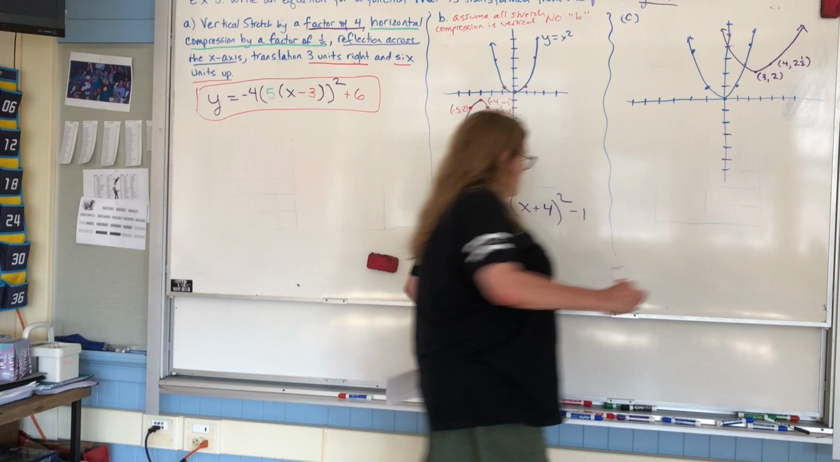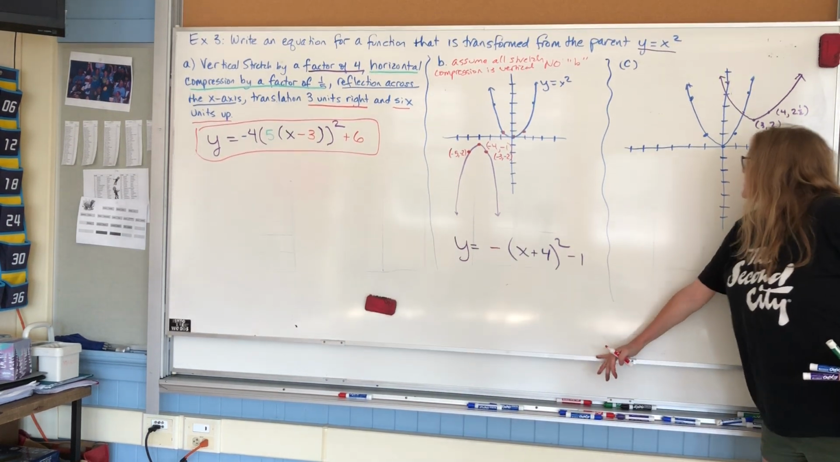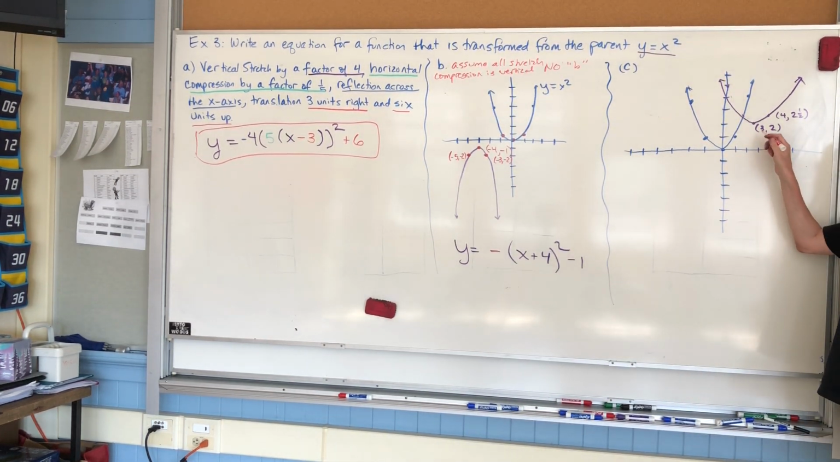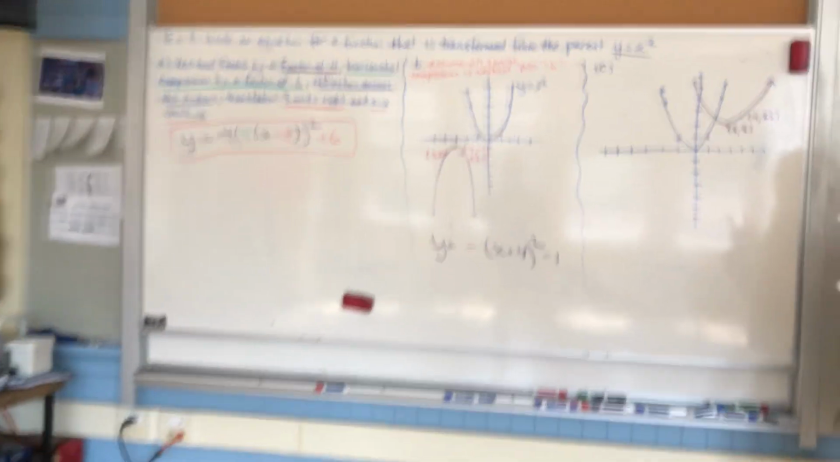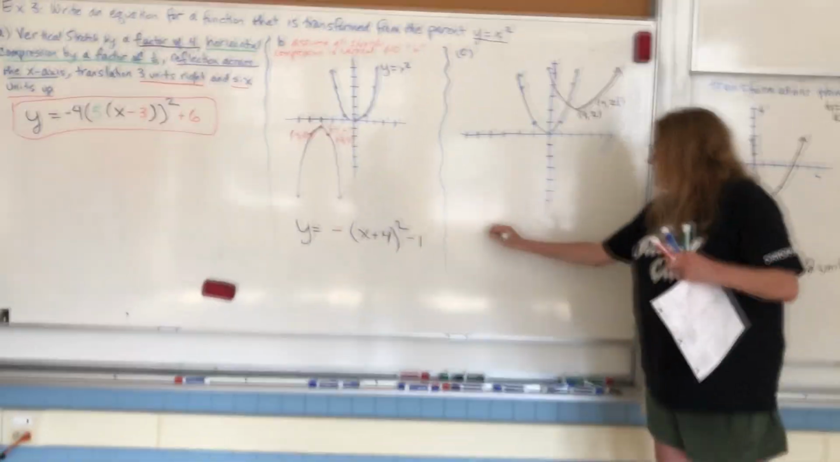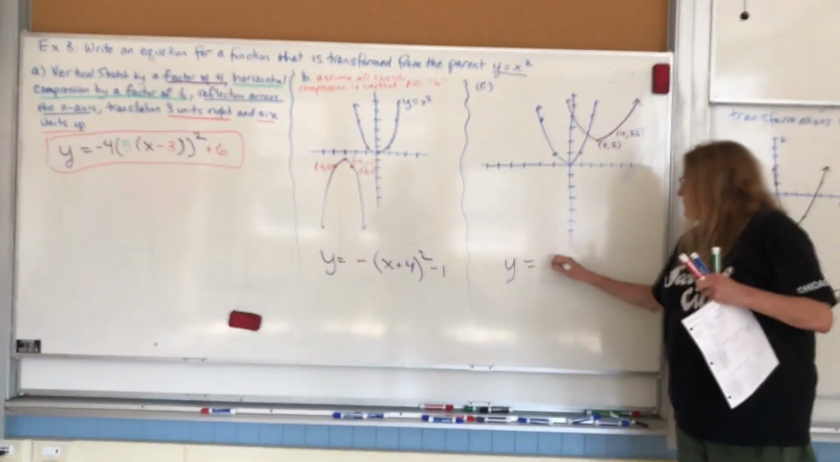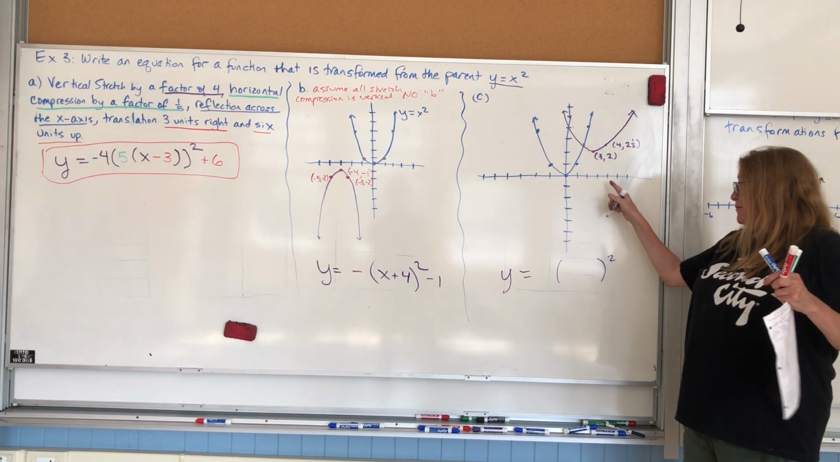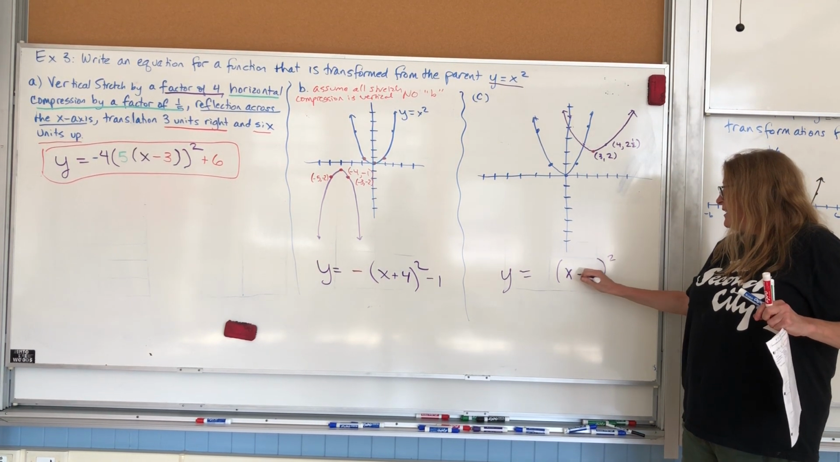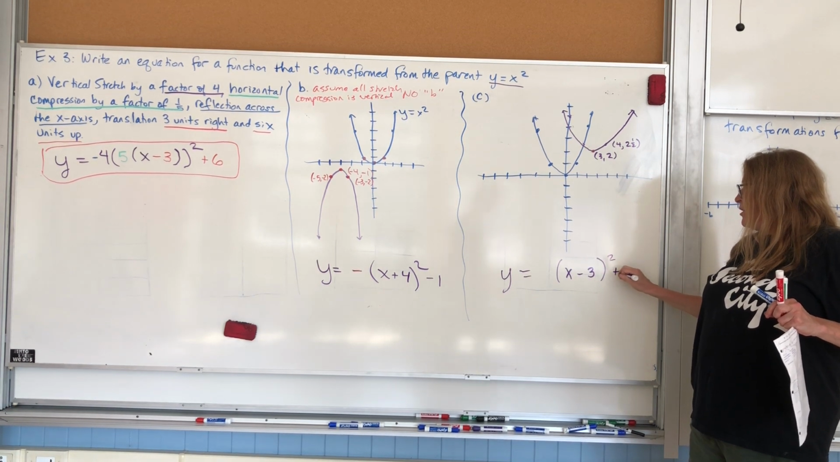Okay guys, last one of these. Here's my parent. Let's find our new vertex. So I'm labeling the vertex here 3, 2. So again, I'm going to write down here something x squared. My new vertex is at 3, 2. So that means I'm going to get x minus 3 squared plus 2.